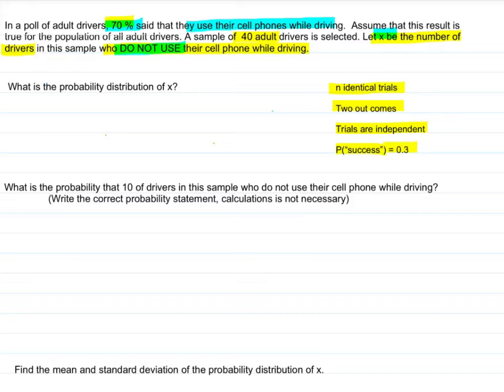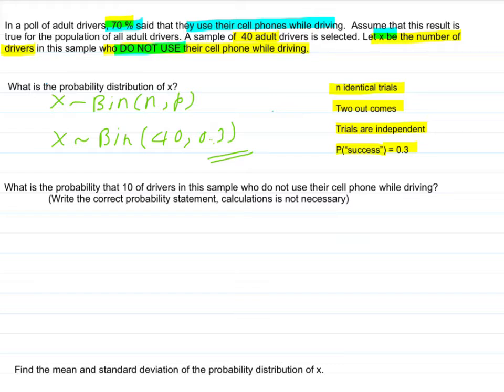Okay, now we know all four conditions are satisfied. Therefore, X has a binomial distribution. How do we write the binomial? With n comma p. So we write our values: n equals 40, and p equals 0.3. So this is the distribution of X: Binomial(40, 0.3).